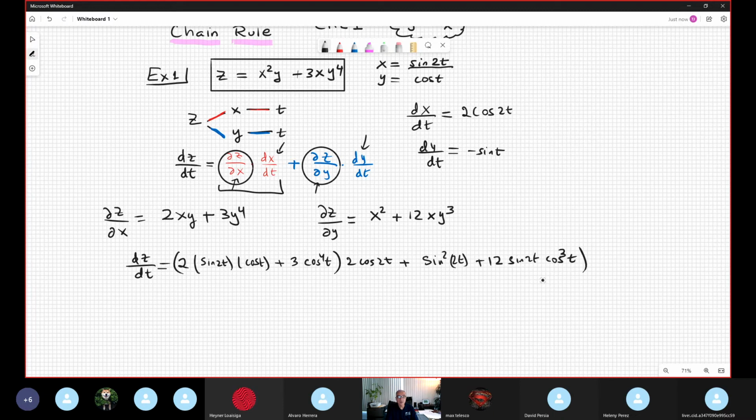Multiply everything by dy/dt, which is minus sine. Okay, I suppose this is negative. And the elementary algebra, I don't want to do this. I suppose you understand very well. Cool. But this is the most elementary chain rule that we can find in our life.